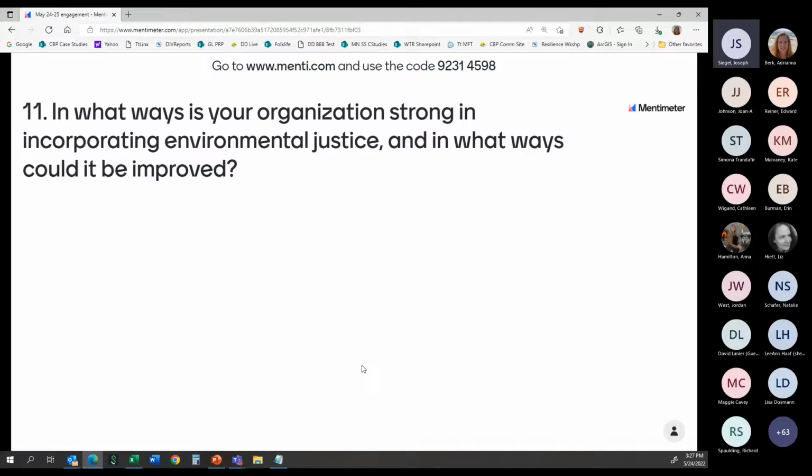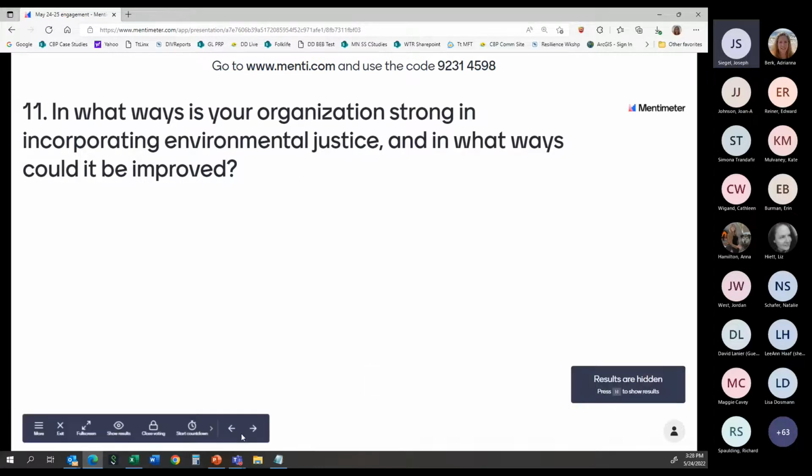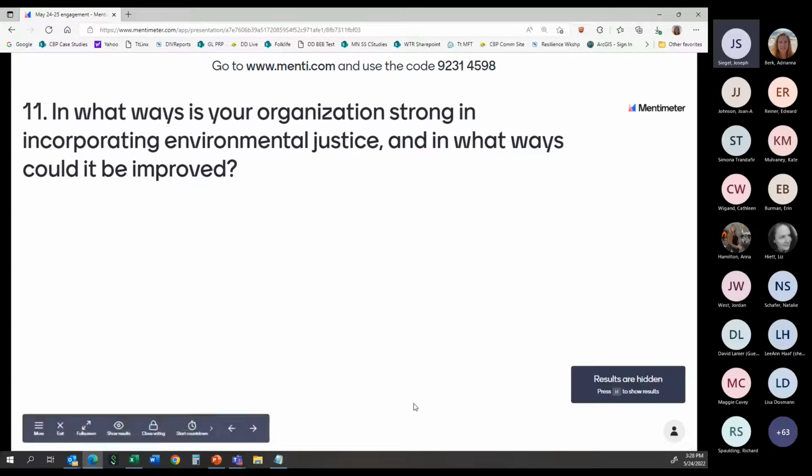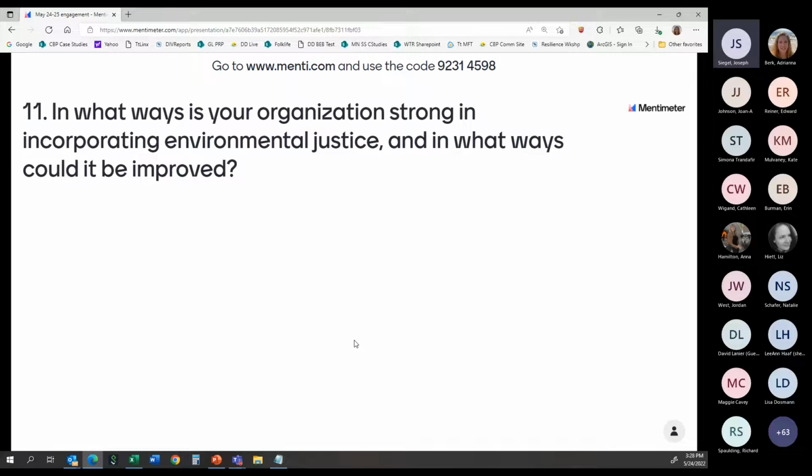So for this Menti, in what ways is your organization strong in incorporating environmental justice? And in what ways could it be improved? And you can put multiple answers. So just start populating these. And after you have completed the Menti, again, feel free to amplify in the chat if you'd like to enhance what you've said. If you see something pop up and you would like to put something in the chat in response to that, feel free to do that.